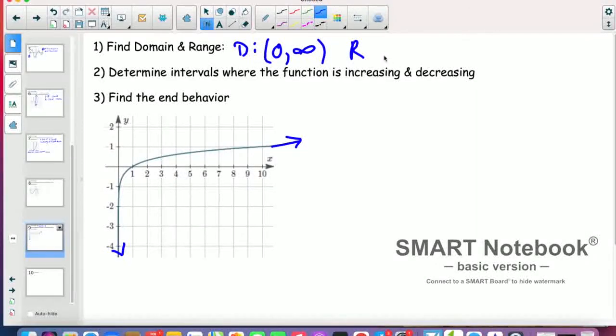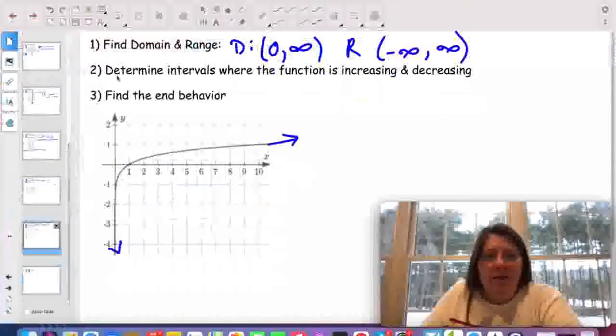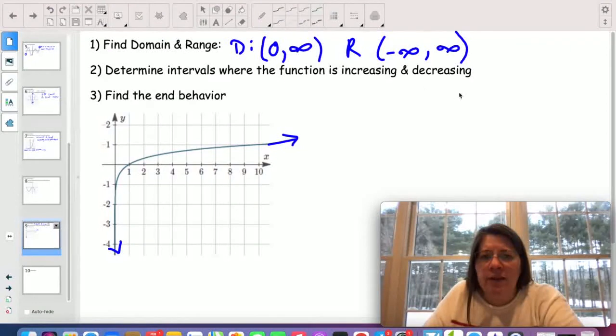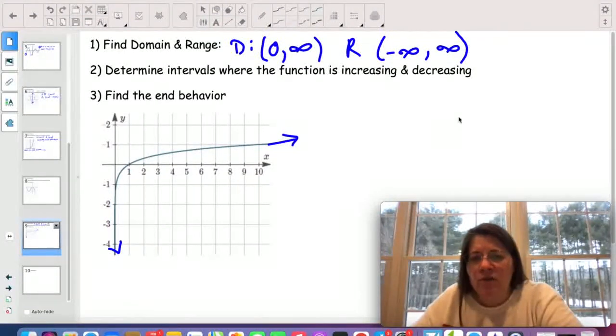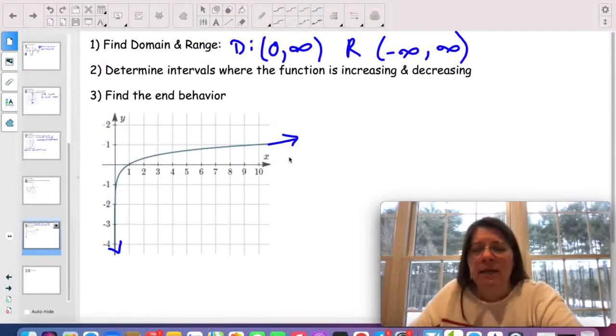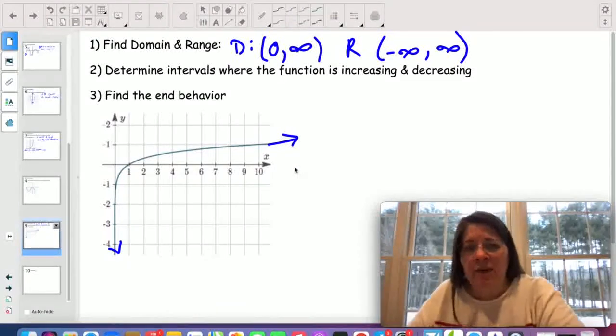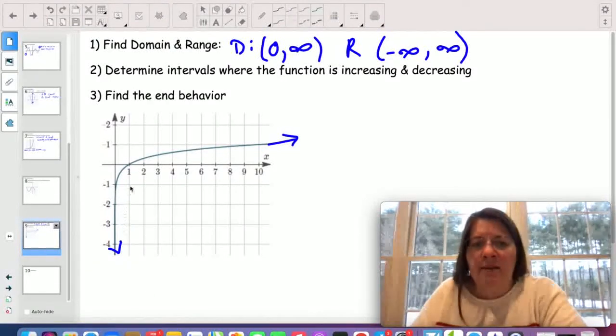So my range goes from negative infinity to infinity. Determine the intervals where the function is increasing and decreasing. Well, if you look at this, it starts at the bottom and is increasing over its entire domain. So this function is increasing, and we could say it's increasing on its entire domain, but for the examples that we're going to be doing, it will either be increasing or decreasing. It won't be doing both. So this one is said to be increasing.